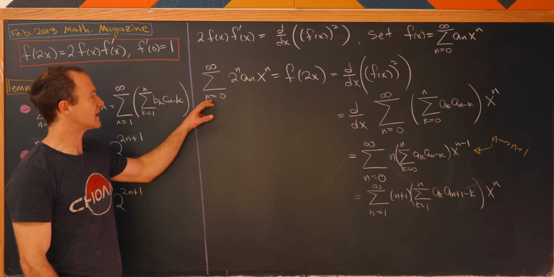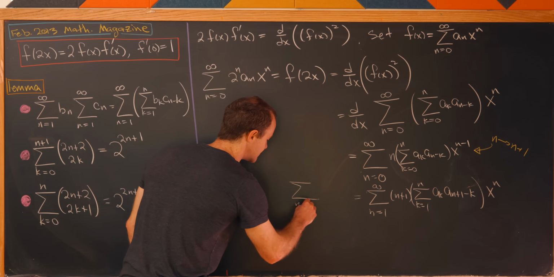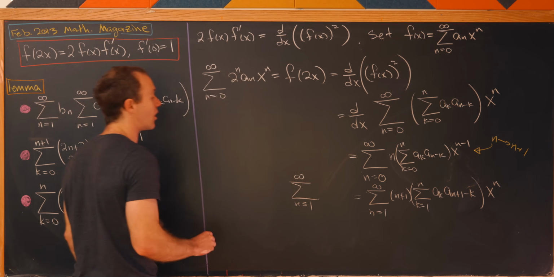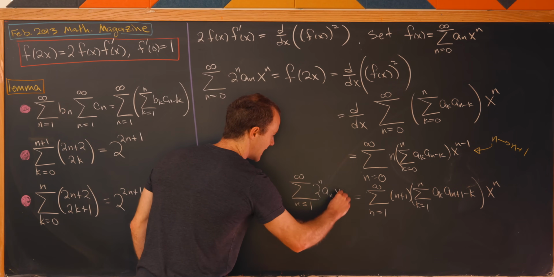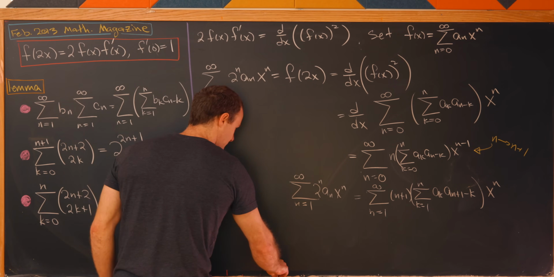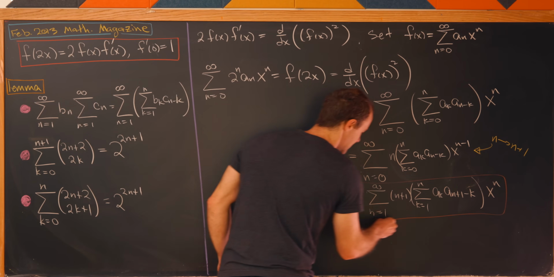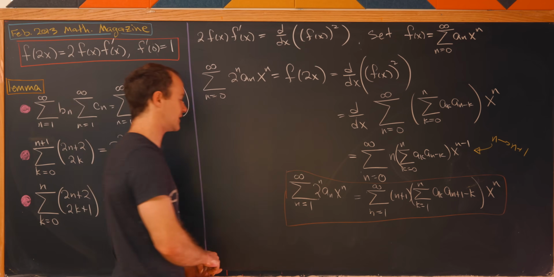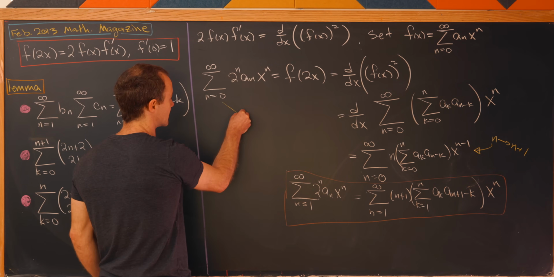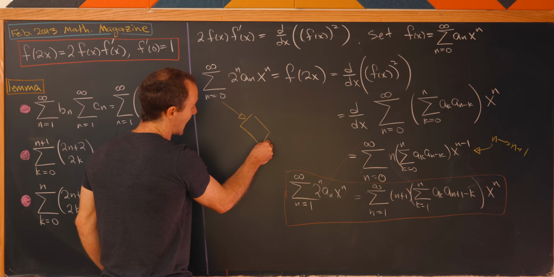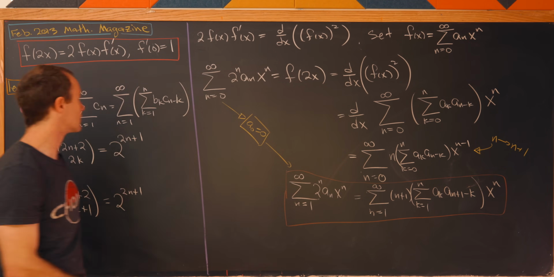So let's maybe bring this down, and I'm gonna change it so it starts at n equals 1, and then we'll argue why we can do that. So we have 2 to the n, a sub n, x to the n. And then let's put a box around that because that'll be a fairly important formula. Actually, maybe the most important formula for this whole thing. And we can do this simplification here because a sub 0 must in fact be equal to 0.